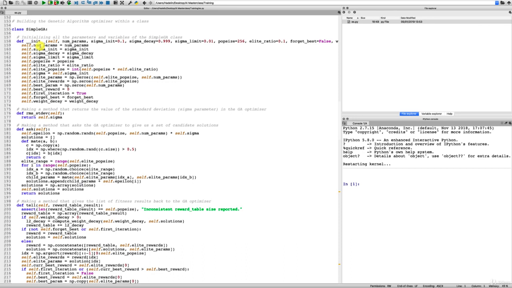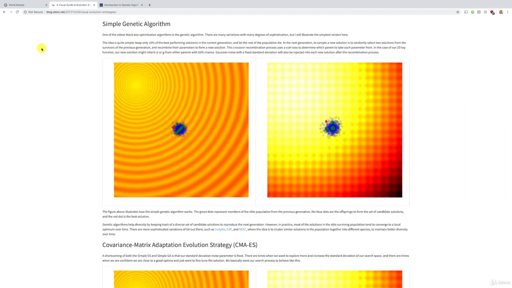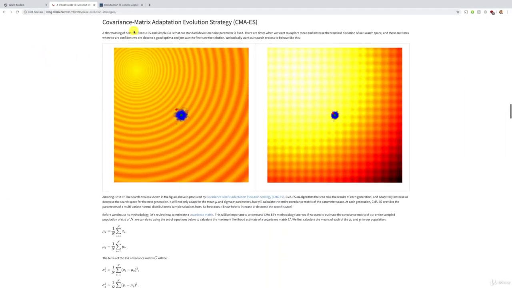All right, so let's take a little break, and in the next one, we'll tackle a much more challenging one, which is the covariance matrix adaptation evolution strategy, and which is the one we'll use for our full world model.